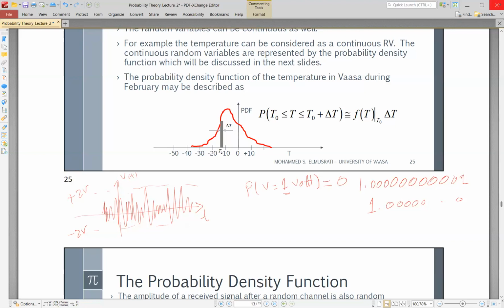But what you can do is define the voltage over some range or some period. So I can say, for example, what is the probability that V is greater than or equal to 1 volt and less than or equal to 1.1 volt. This is not necessarily 0. This can be some value. Maybe it depends on the distribution of the voltage. It can be, for example, 0.2, or 0.1, or whatever. So when you have a range, then it is not necessarily 0.